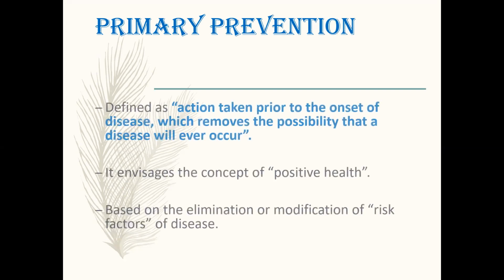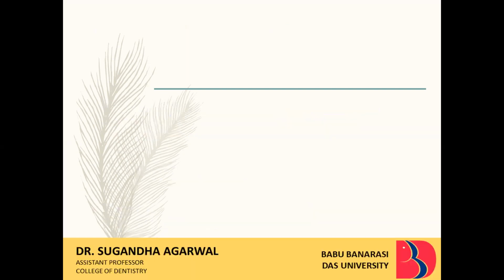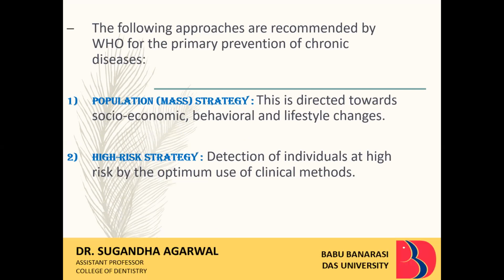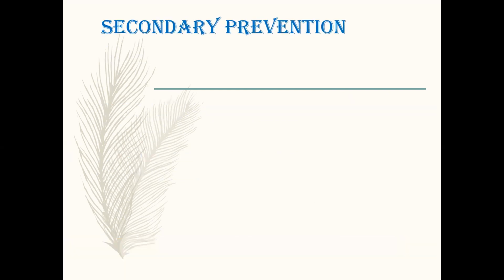Primary prevention, defined as action taken prior to the onset of disease, which removes the possibility that a disease will ever occur. It envisages the concept of positive health based on the elimination or modification of risk factors of disease. The following approaches are recommended by the WHO for the primary prevention of chronic disease. First is population mass strategy. This is directed towards the socioeconomic, behavioral, and lifestyle changes. High risk strategy, detection of individuals at high risk by the optimum use of clinical method.